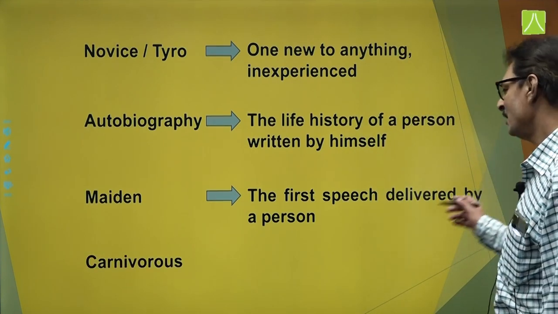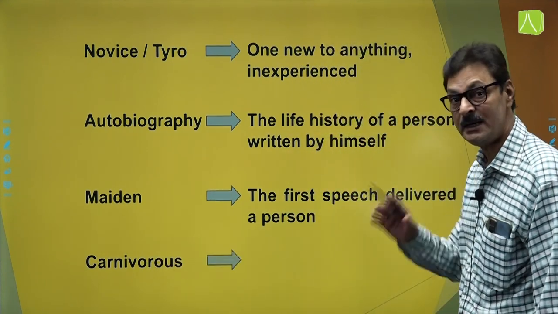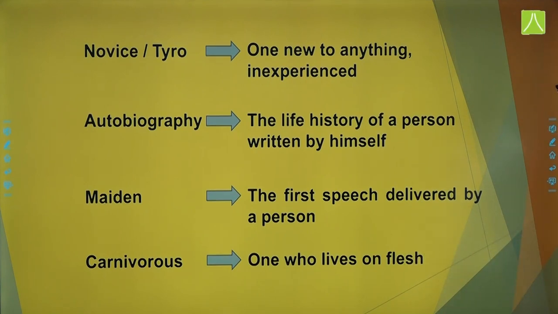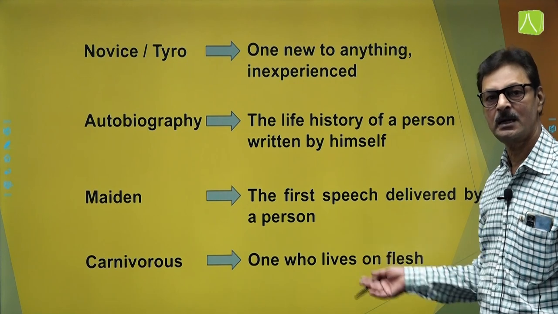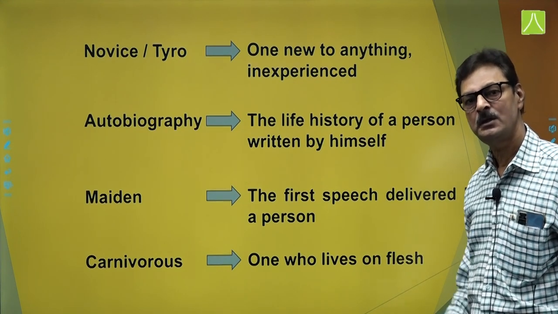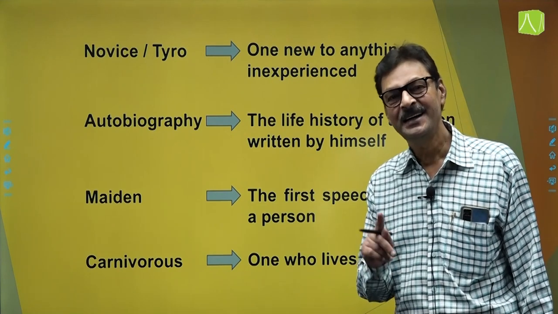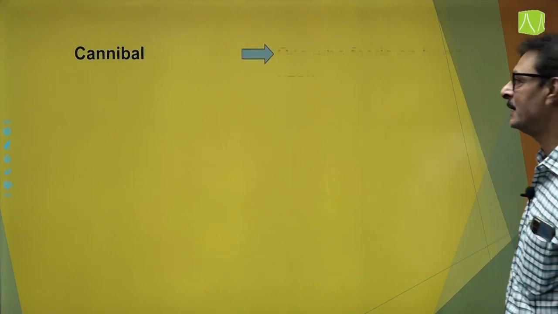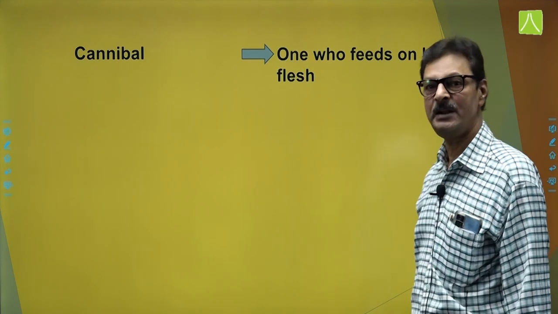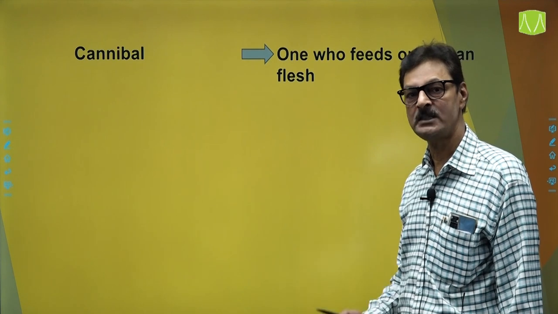Carnivorous, VOR, we did this word, VOR is to eat. So carnivorous is related to eating something. One who lives on flesh. The wild animals, lions, tigers are carnivorous animals. And the animals that eat grass are herbivorous. Okay, cannibal. Cannibal is one who feeds on human flesh. Cannibals are those who feed on human flesh. In Hindi, whom we call jungli log.